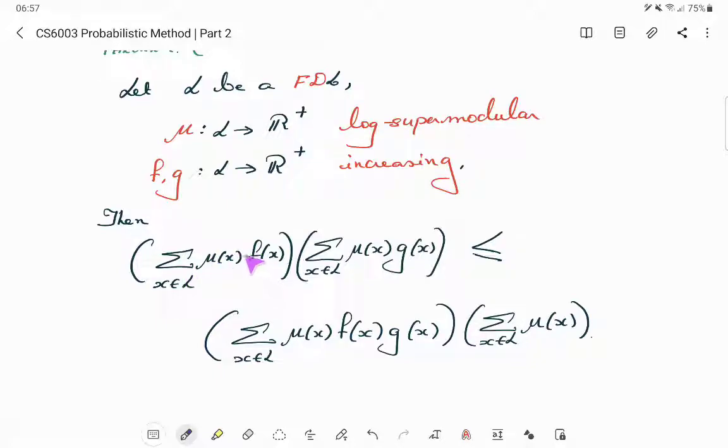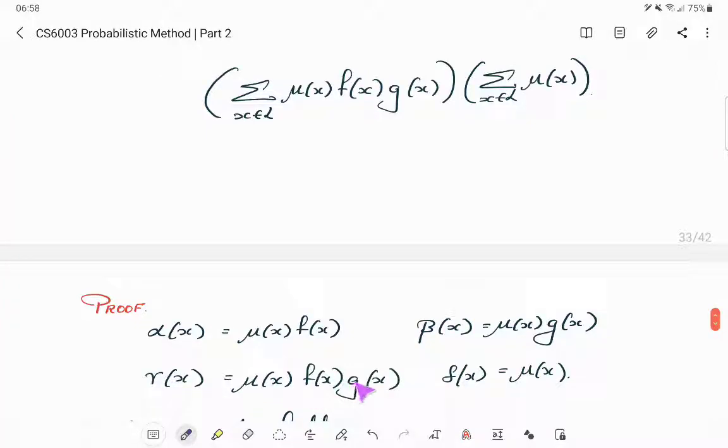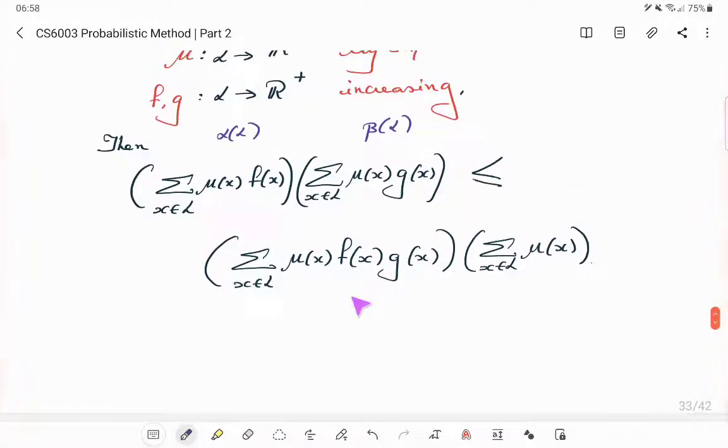To apply it to a set, it automatically takes the sum of the values that it assigns to each member of the set. So this thing in the entire brackets then becomes alpha of L, and since beta of x is equal to mu x g(x) for all x, this becomes beta of L. What is gamma defined to be? Gamma is defined to be mu f g, and delta is just defined to be the single mu. So this becomes gamma of L, and this becomes delta of L.